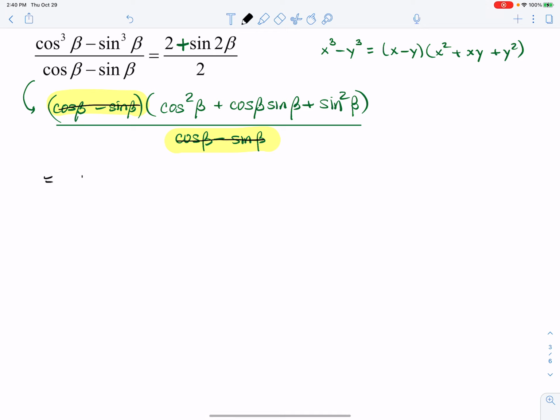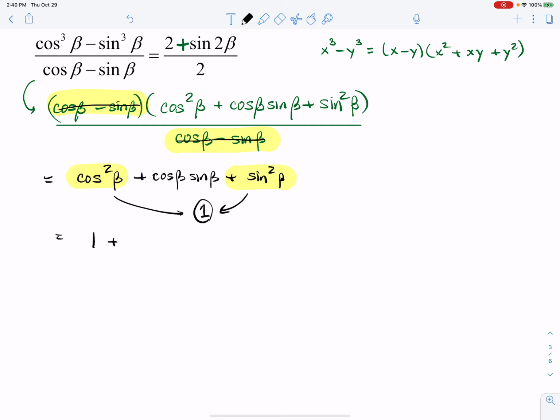So now we're left with cosine squared beta plus cosine beta sine beta plus sine squared beta. Okay. Now, looking at cosine squared plus sine squared, we know the Pythagorean identity there. That's just going to be 1. So now we have 1 plus cosine beta sine beta. And that's about as good as the left-hand side is going to get.